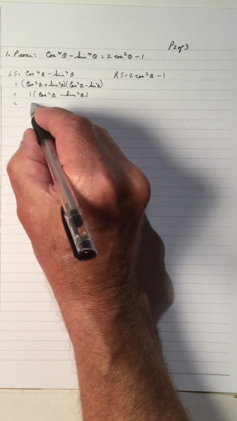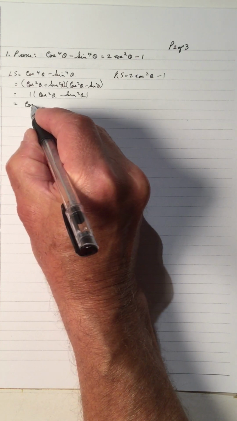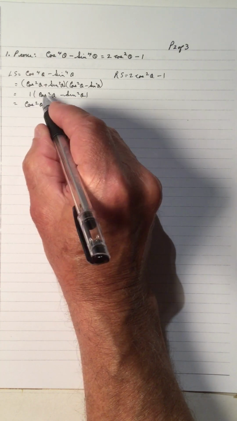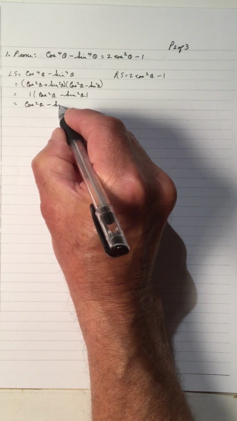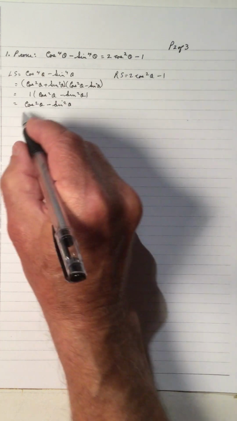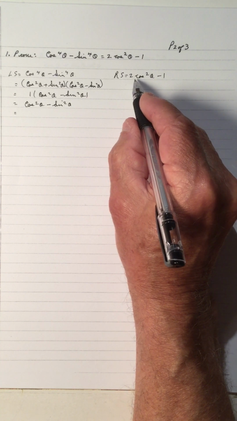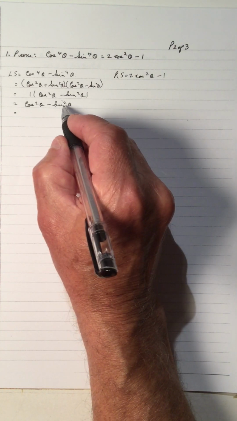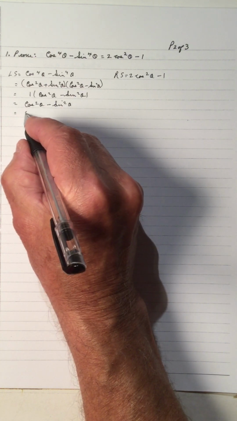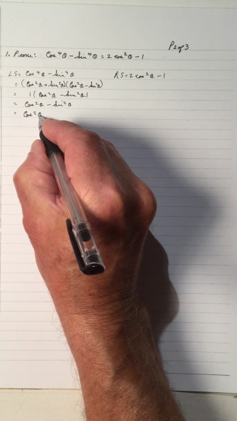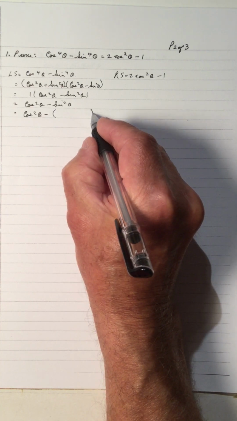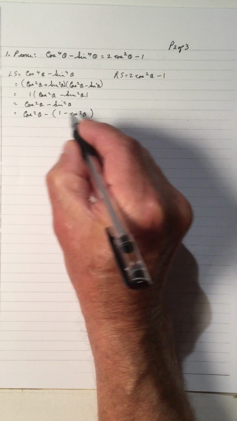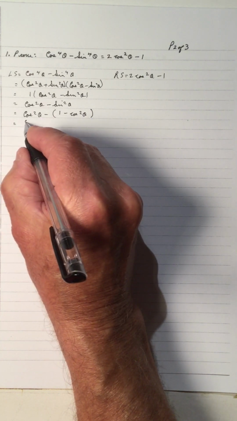And 1 times the binomial here is 1 times cos squared is cos squared, 1 times sine squared is sine squared. Now, notice that the right side has cos squared only. Cos squared is here, so that means the sine squared has to be changed to a cos squared. So, sine squared is 1 minus cos squared. Now we have the expression in terms of cos, so let's keep simplifying.